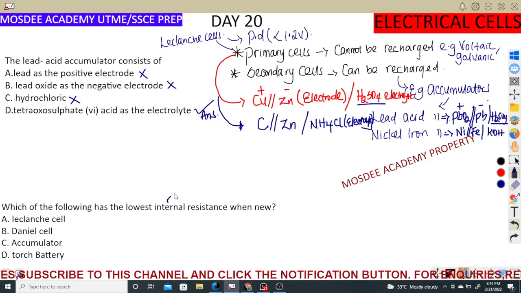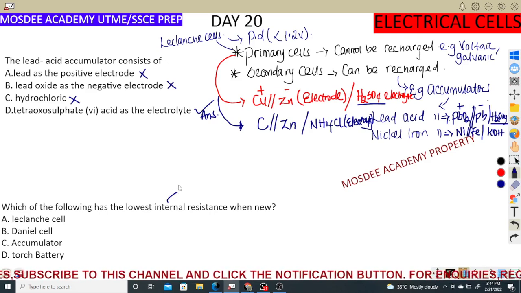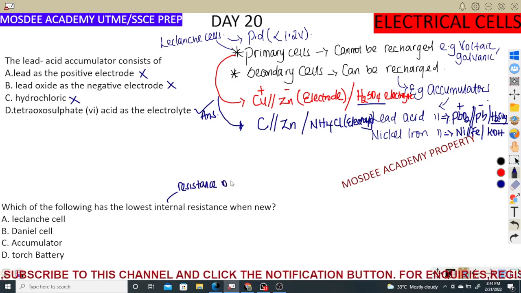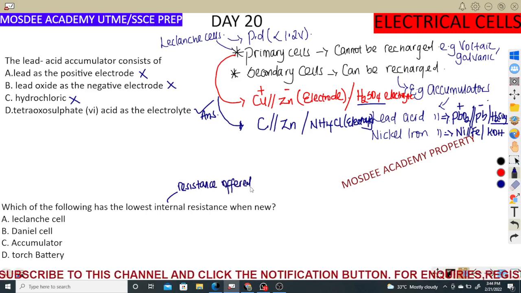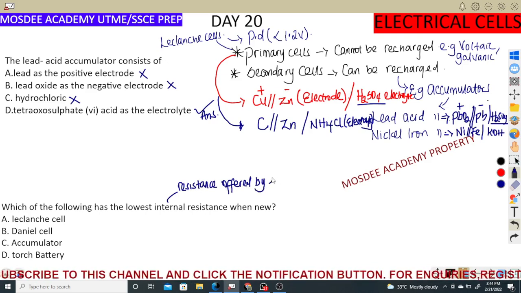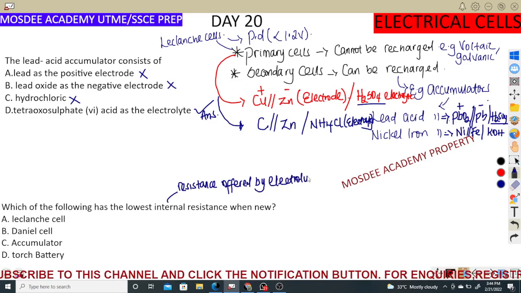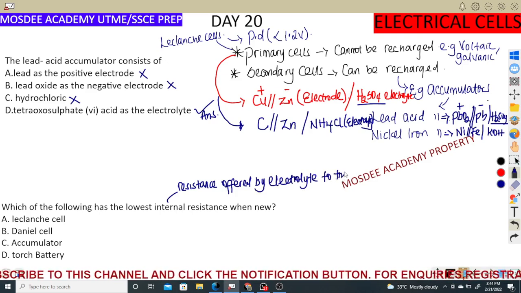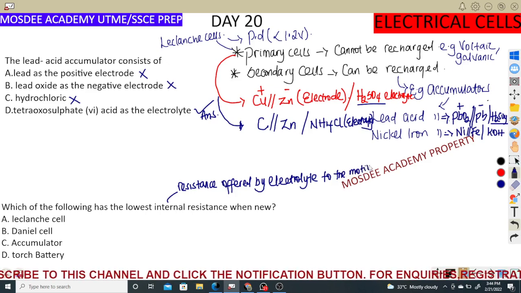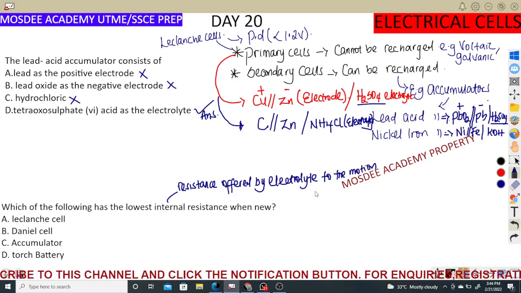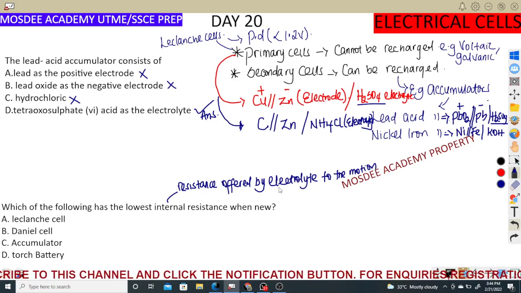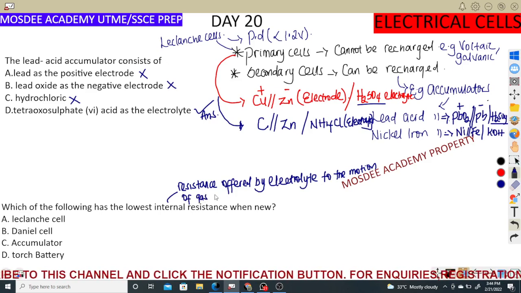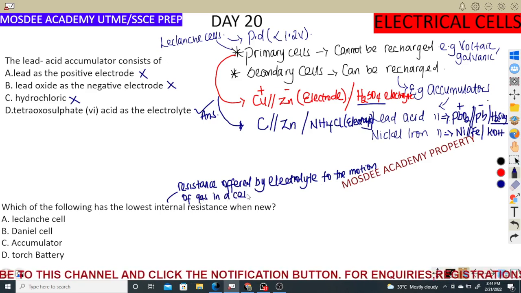Let's define internal resistance. Internal resistance is defined as the resistance offered by the electrolyte to the motion of charge in a cell. I'm giving you my own definition. My book will soon be available for you guys to buy. Don't worry, by the grace of God. Now, what do we call resistance?